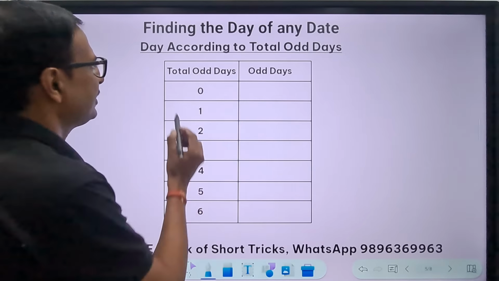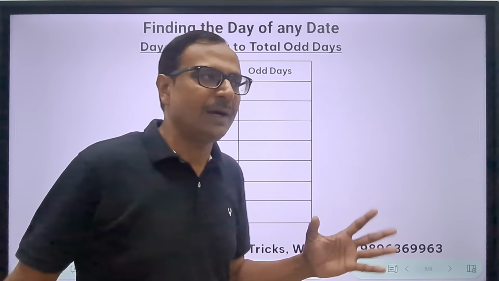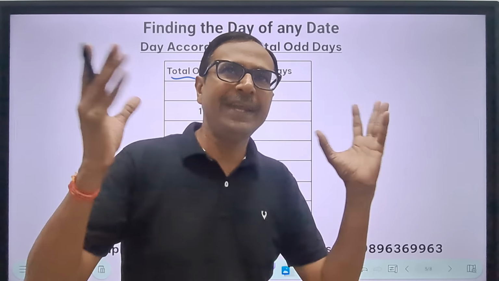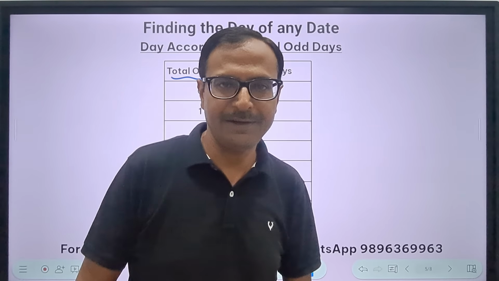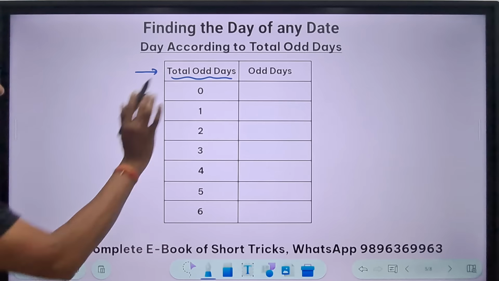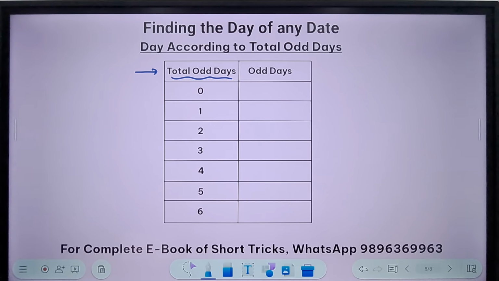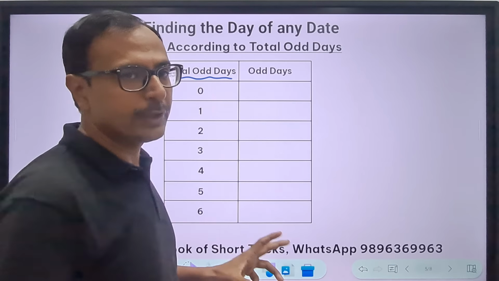So what are we doing with these odd days? I mean, if you find the total number of odd days in any year up to any date, how is it going to help us in finding the day of the date? According to how many odd days we have calculated, the odd days can only be 0, 1, 2, 3, 4, 5, 6. I hope you know the concept now.